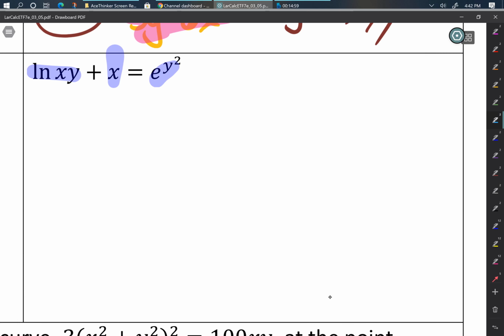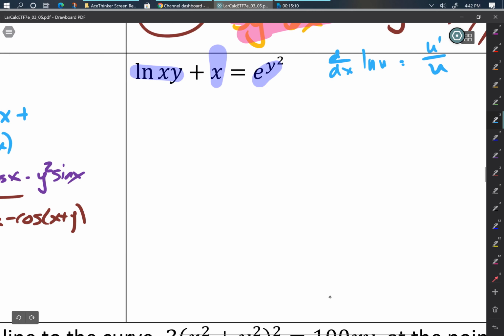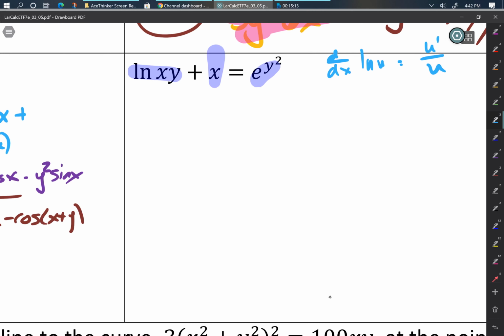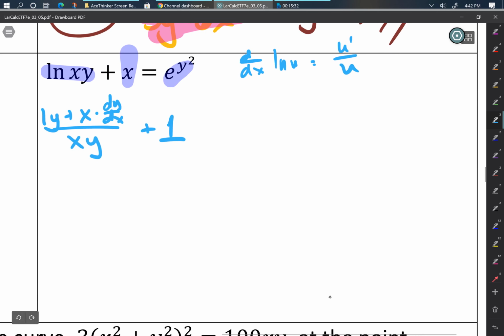Let's see. What was the rule for the derivative with respect to x of the natural log of u? Wasn't that u prime over u? Because that's what I'm looking at there. Right? So that first term is going to be something over xy, and the numerator is going to be the derivative of x times y. Product rule says the derivative of the first one times the second plus the first times the derivative of the second. Plus the derivative of x is 1. Right-hand side derivative of e to a function is e to the function multiplied by the derivative of the function.